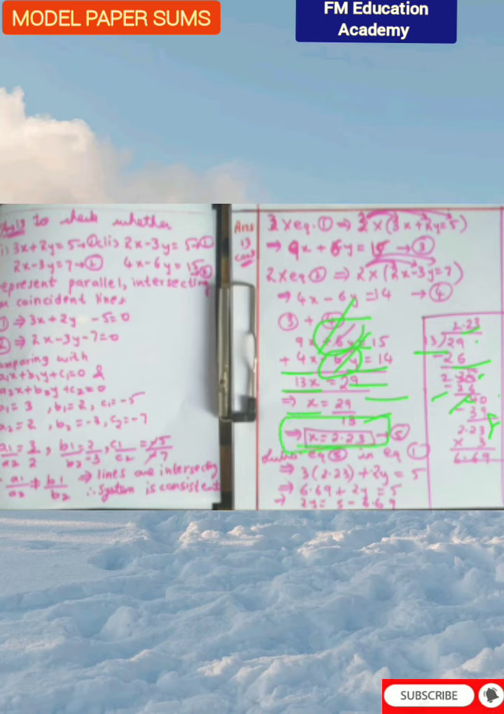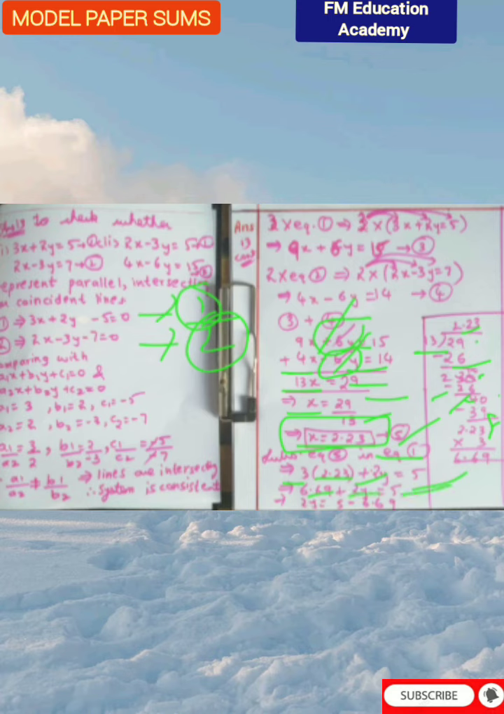Now we have to find out y. How to find out y? Substitute this x value in equation 1. We can either substitute in equation 1 or in equation 2. It's your wish. So we are substituting in equation 1 here. So 3 into, in place of x substitute 2.23, plus 2y is equals to 5. 3 into 2.23 is 6.69, plus 2y is equals to 5.